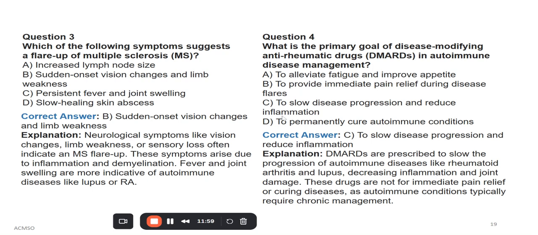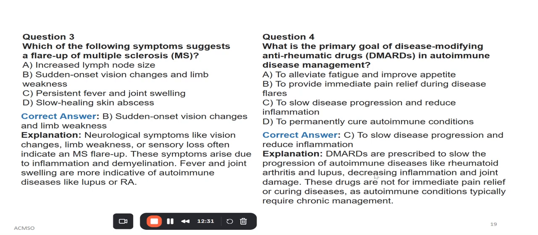C is the answer, as DMARDs, short for disease-modifying anti-rheumatic drugs, are prescribed to slow the progression of autoimmune diseases like RA and lupus, decreasing inflammation and joint damage. These drugs are not for immediate pain relief or curing diseases, as autoimmune conditions typically require chronic management. So it is definitely not D, to permanently cure autoimmune conditions. So the answer is C.